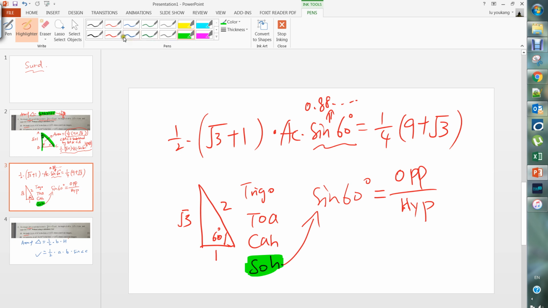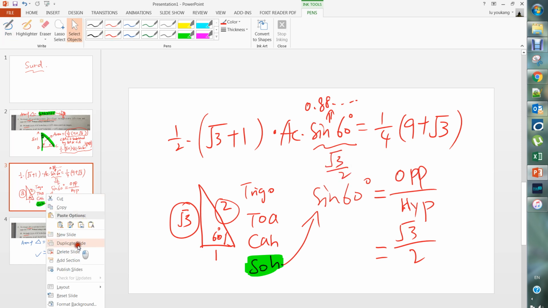Okay, so in this case, which one is your opposite? For 60 degrees, opposite is square root 3, right? Then which one is your hypotenuse? 2 is your hypotenuse, right? Okay, so that's the reason why sine 60 is actually square root 3 over 2. Okay, good. So I'm going to use another slide.